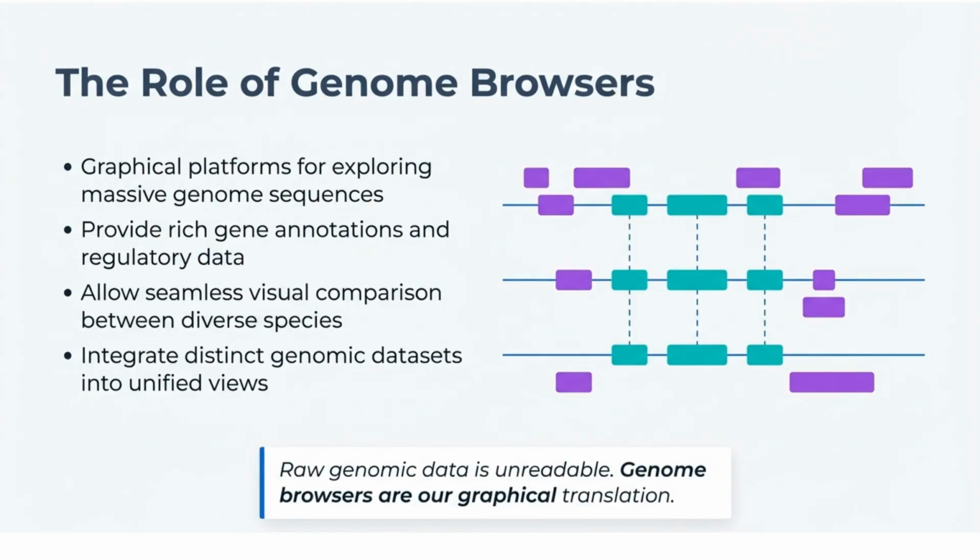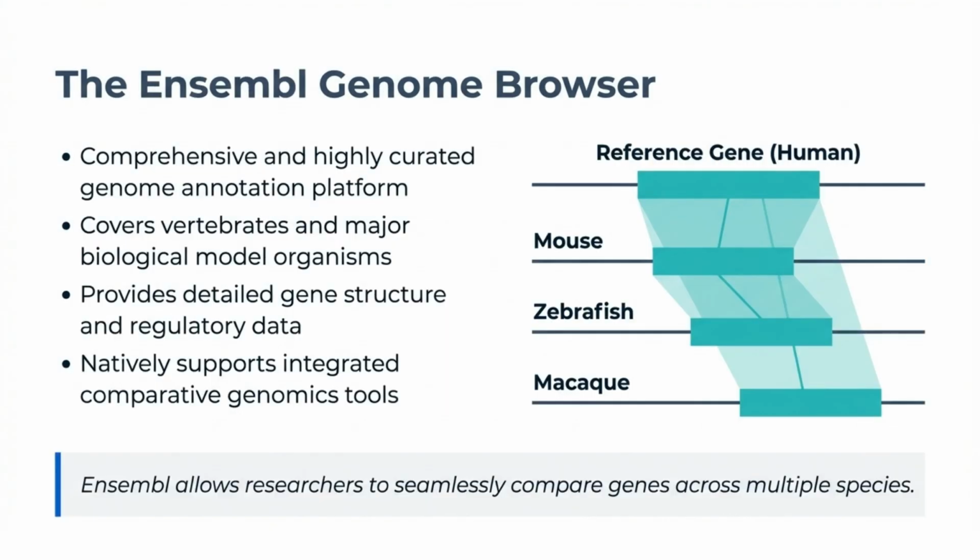This is extremely helpful because comparative genomics is not only about sequence alignment. It is also about viewing how functional features are arranged and conserved across species. If you look at the visual on the slide, think of genome browsers as navigation systems for genomic landscapes. One of the most widely used platforms in this area is Ensembl. The Ensembl genome browser is one of the most important resources in comparative genomics.